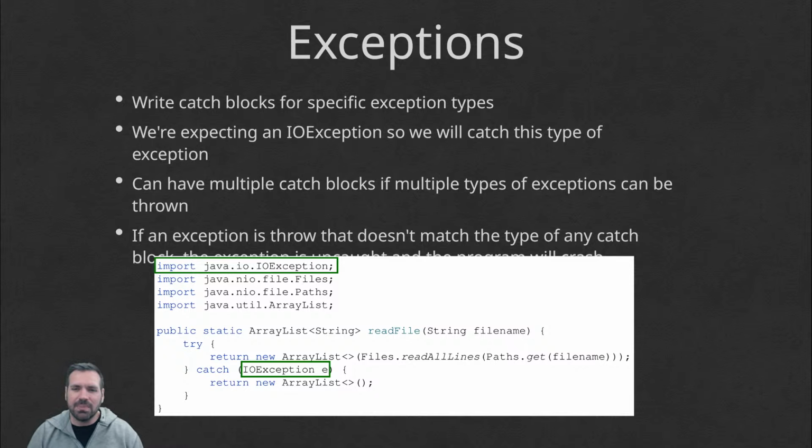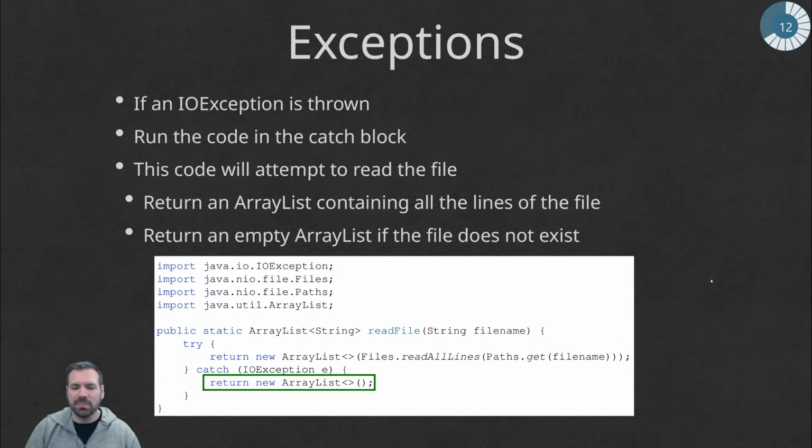Here I'm catching an IO exception, which will be thrown for various input-output issues. In this case, if the file was not found, an IO exception is going to be thrown. So we're going to catch that IO exception, and then handle it however we want. In our catch block, if the file doesn't exist, I'm just going to return an empty array list because there's nothing to read. There are no lines in a non-existent file, so I'm going to return an empty array list.